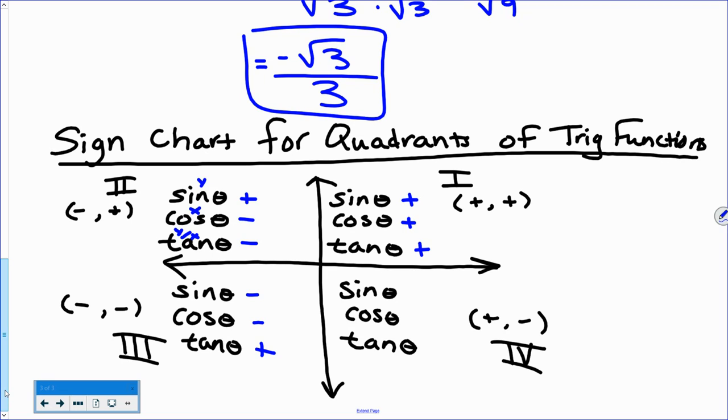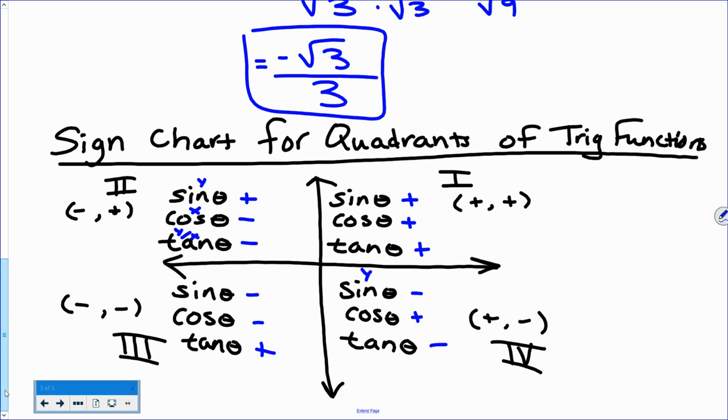Sine, remember, is the y coordinate, which is now negative in quadrant 4. Cosine uses the x coordinate, which is positive in quadrant 4. Tangent uses both x and y, so if one is positive and one is negative, that makes tangent negative. So we're using our knowledge of the coordinate plane, when your x value is positive, when your y value is positive, and vice versa. And then those trig ratios.